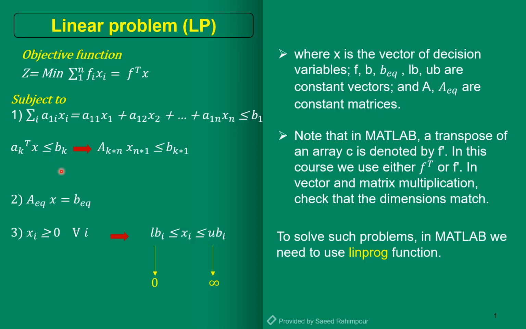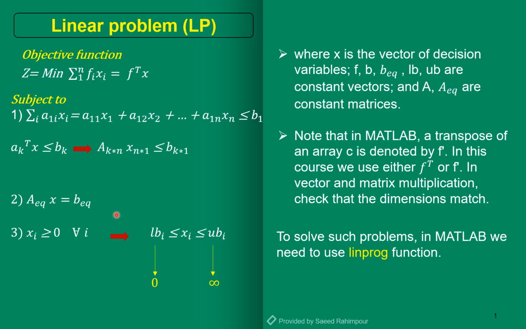The first type of constraint, which we call the non-equality constraint, can be written as sigma over i of a with index 1i xi, which we can extract as a11 x1 plus a12 x2, going up to a1n xn, that should be less than or equal to b1. Again, we can generalize this as AK transpose X less than or equal to BK. And finally, we will have a_kn xn less than or equal to bk.